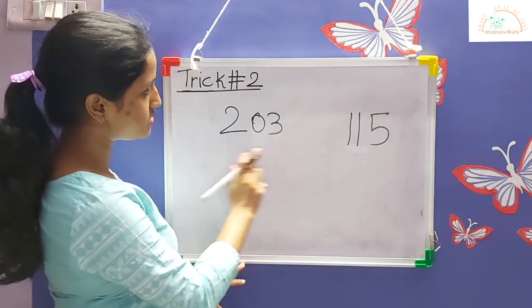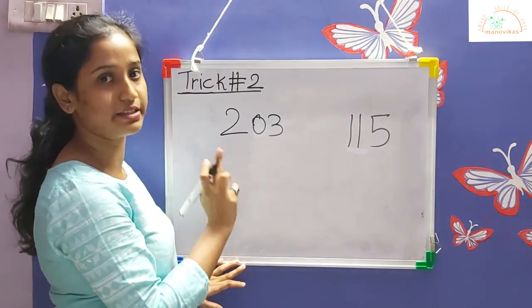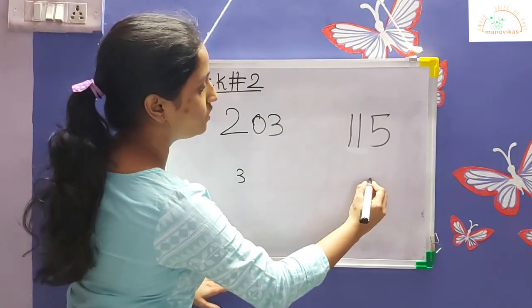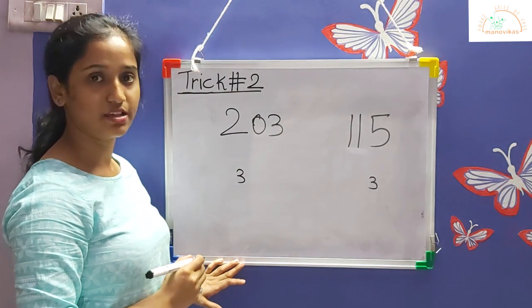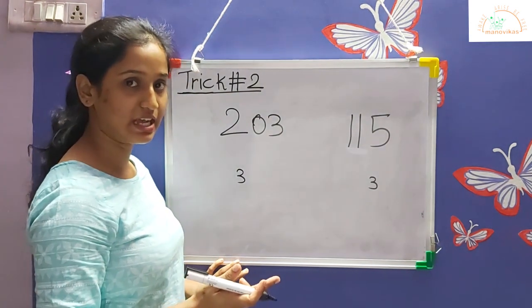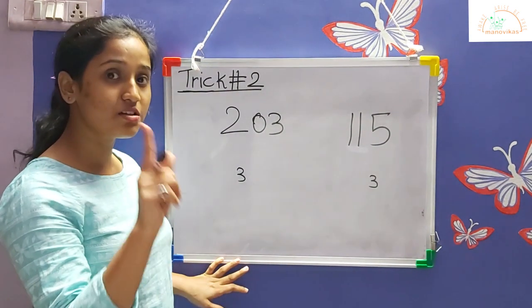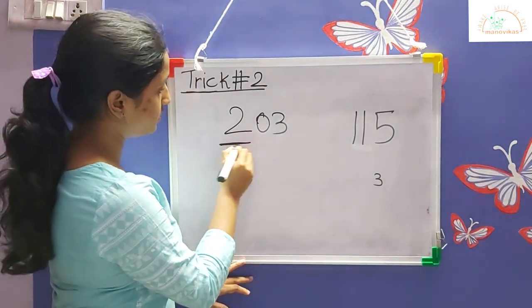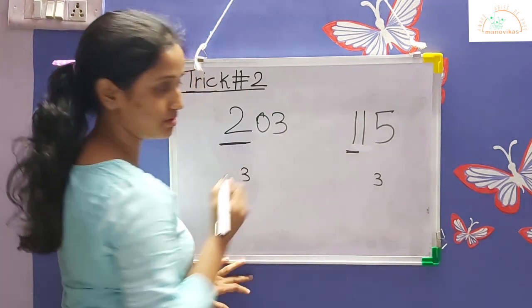Now here, students, we have got an equal number of digits. That is, here we have got 3 digits and even here we have got 3 digits. Now the next statement says to compare the first digit of both the numbers. So we compare the first digit of both the numbers.